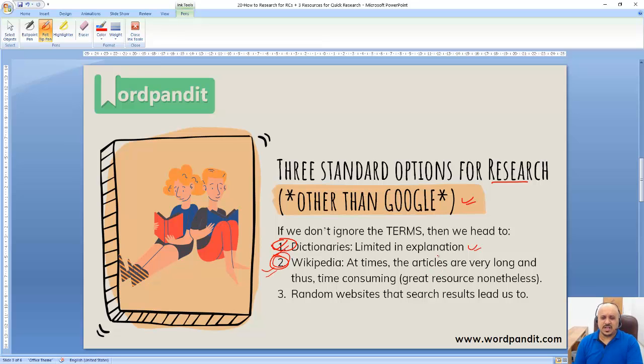The problem with dictionaries is that they are limited in explanation. The problem with Wikipedia is the articles are very long and thus time consuming. Great resource, but time consuming. And then we will land up on random websites the search results would lead us to. So these would be the three sources that we will lead up to. Now, at times these random websites might be academic in nature, and when they are academic in nature, it's tough for you to understand what is written there. So these are the problems you face with standard research.